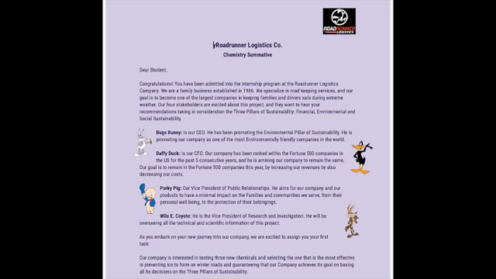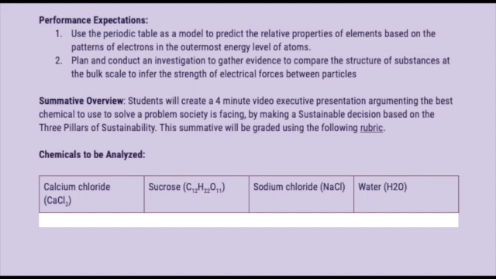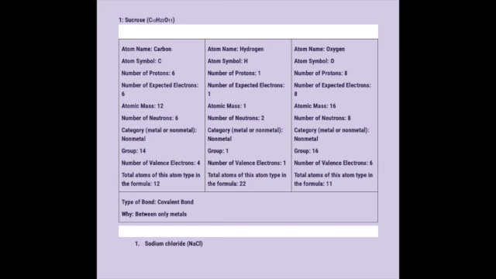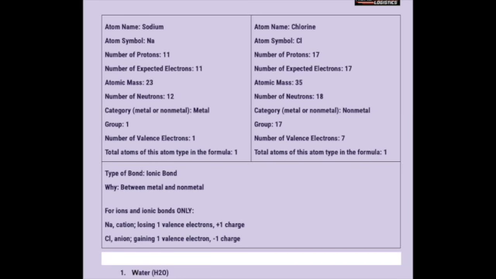There are four chemicals that needed to be analyzed for this summative, which are calcium chloride, sucrose, sodium chloride, and water. Here we can see the chart with the information of calcium chloride as well as the information for sucrose and sodium chloride, as well as water. This information really helps for analyzing.